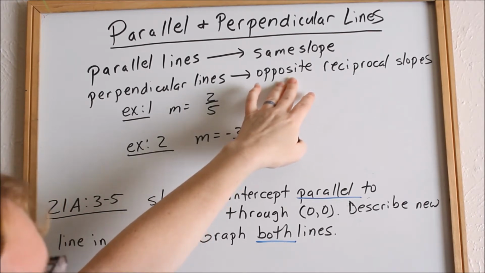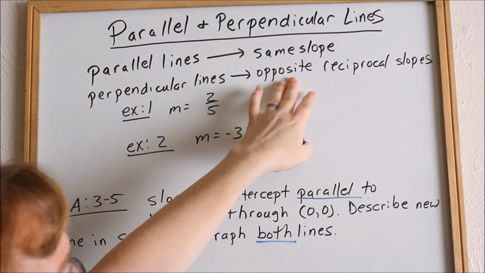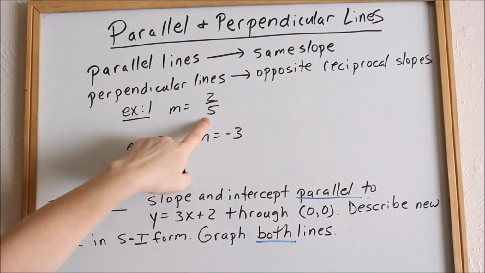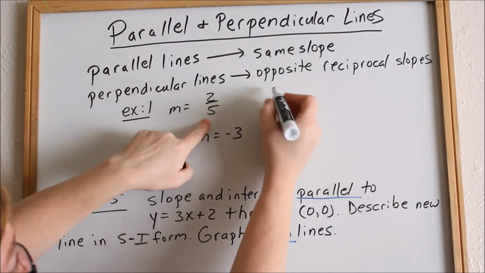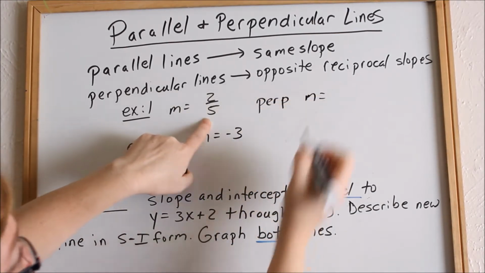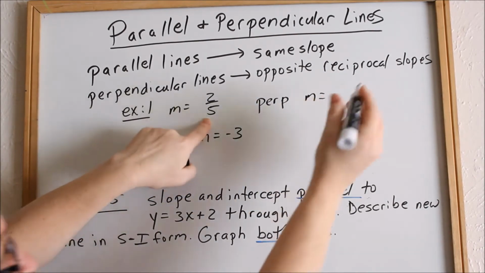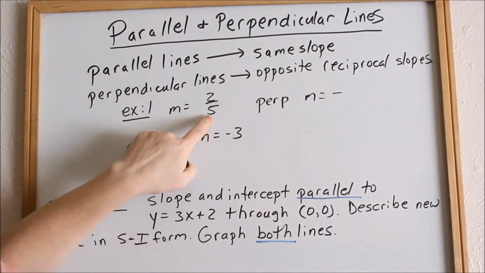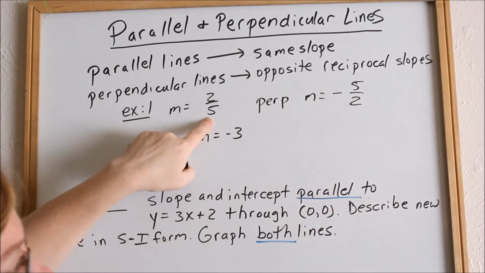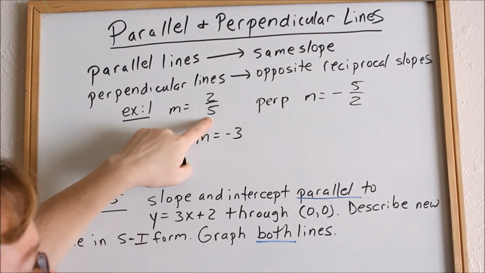Opposite means the opposite sign. They have opposite signs and then there are reciprocals. For example, if you had a slope of 2/5, then if you want to be perpendicular to that, your slope would be the opposite sign. This is positive, so I need a negative, and then take the reciprocal of 2/5. The reciprocal is 5/2. Reciprocal just means you're flipping the fraction.